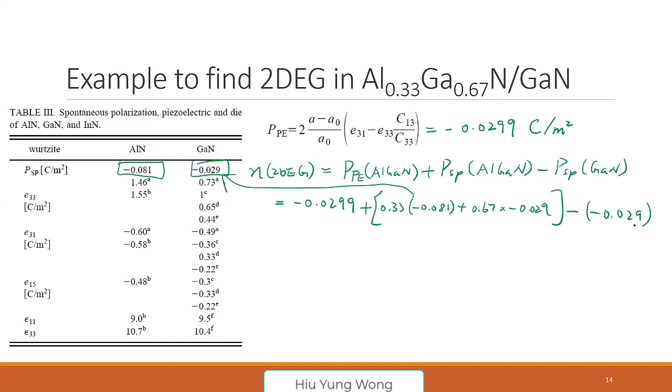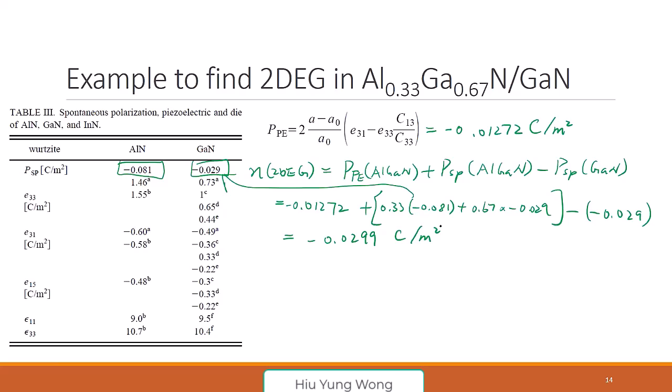Is this okay? I'm sorry, I actually copied the wrong answer. This one should be negative 0.1272. And this one is going to give me the total of negative 0.0299 Coulomb per meter square. Maybe someone will find my problem again tonight.